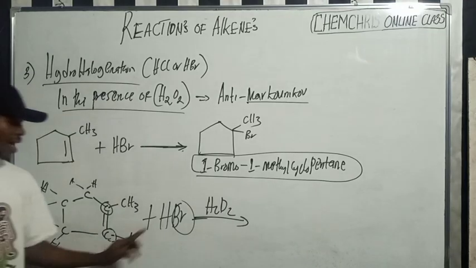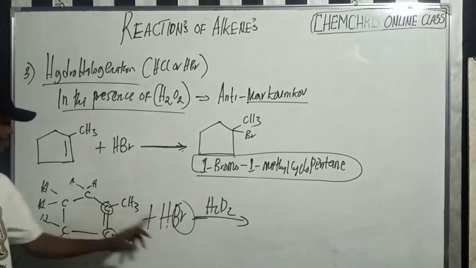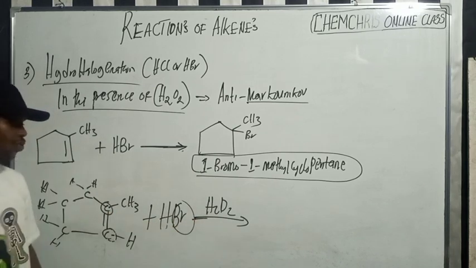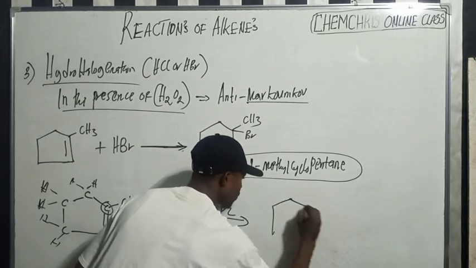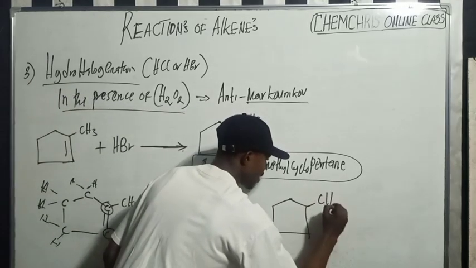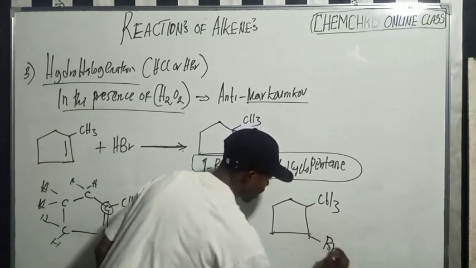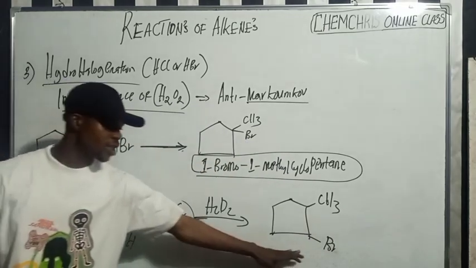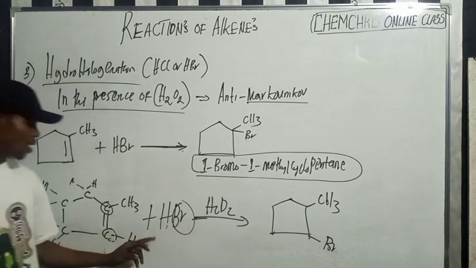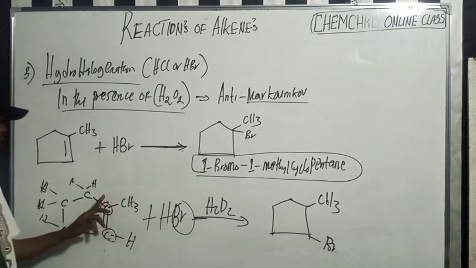What happened here? Hydrogen will be added to that one here. Br will be added to that point here. So if there's a peroxide, this is what will happen. This will be the product of the reaction. So here we have CH3. Here we have Br. Just that when there's a peroxide. Do you understand? Now remember, in the presence of peroxide, hydrogen is added to the carbon atom with less hydrogen.